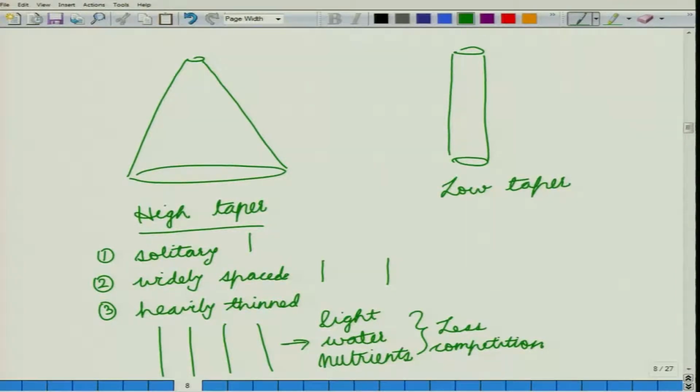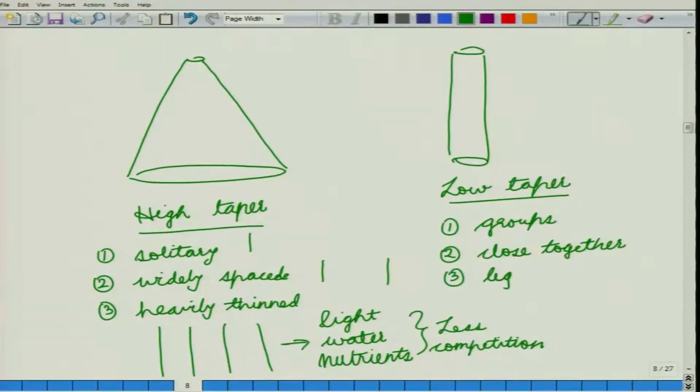So, essentially we have a high taper in the case of solitary trees, widely spaced trees, and heavily thinned stands, whereas we have a low taper in the case of trees that are in groups, that are close together, and that are lightly thinned stands.